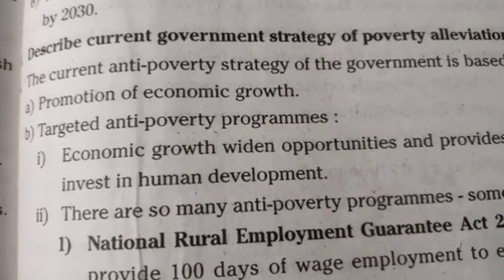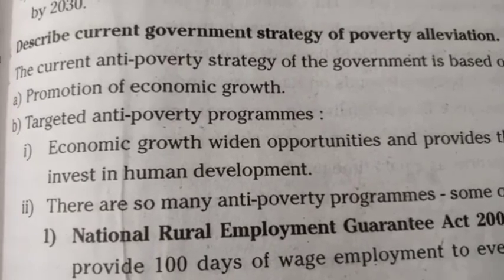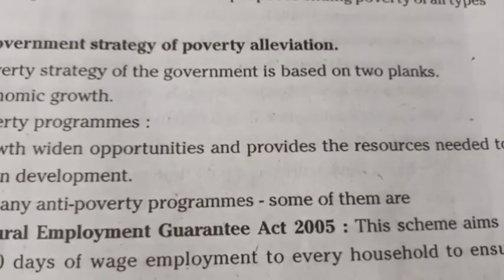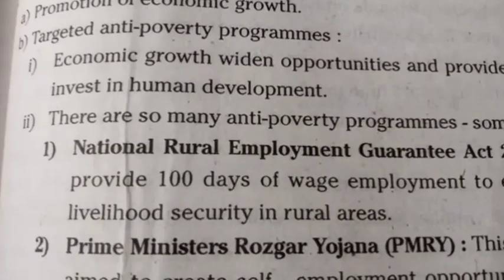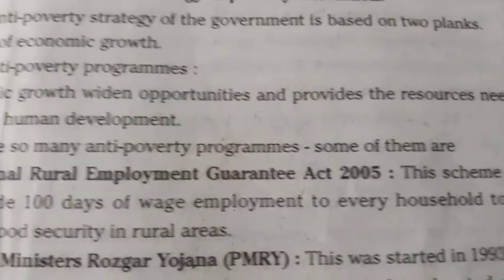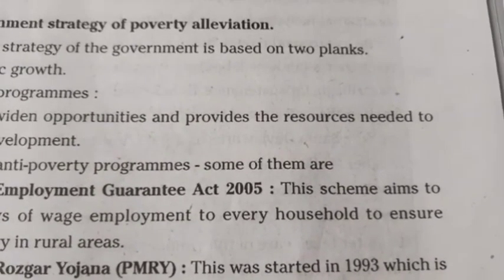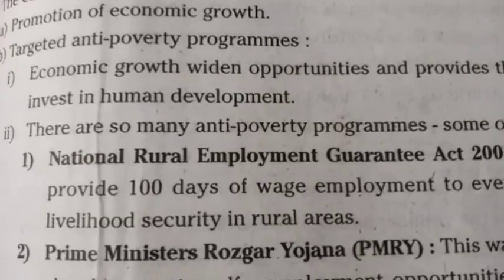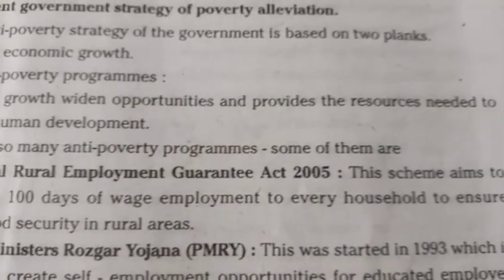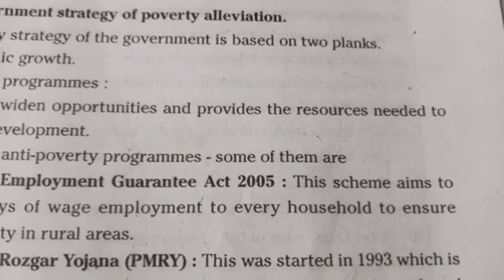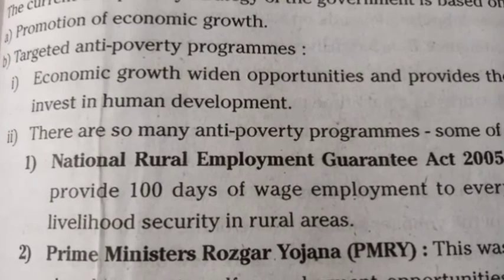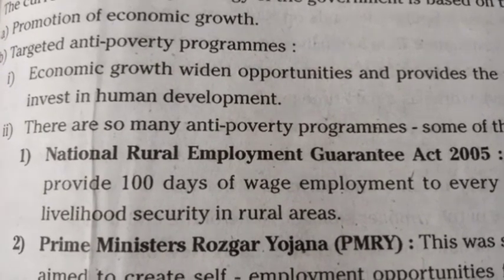Second point, there are so many anti-poverty programs. Some of them are: 1. National Rural Employment Guarantee Act 2005. This scheme aims to provide 100 days of wage employment to every household to ensure livelihood security in rural areas.